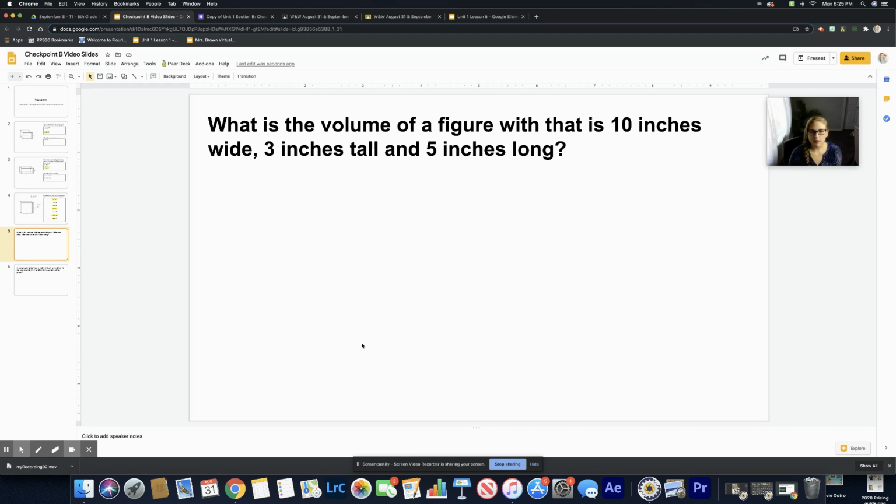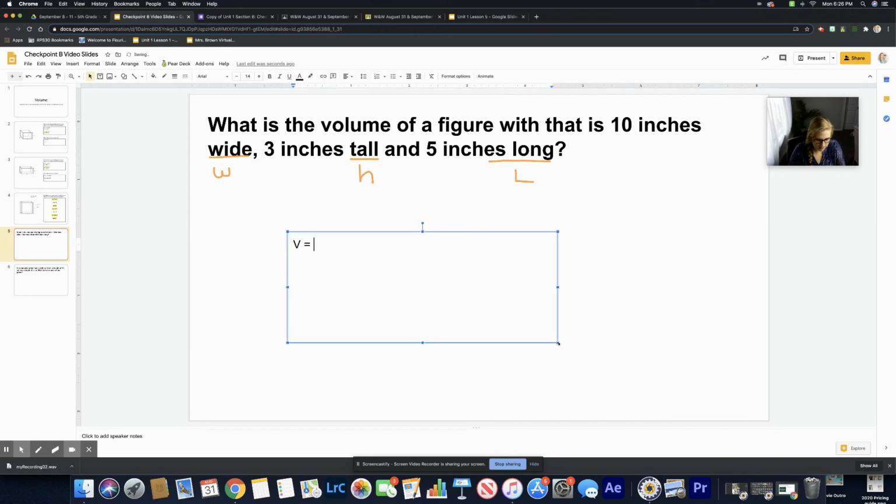So this one does not give us a figure, but it tells us about it. So it says, what is the volume of a figure that is 10 inches wide, 3 inches tall, and 5 inches long? So what we need to know here is wide means the same thing as width. Tall means the same thing as height. Long means the same thing as length. So knowing my formula for volume equals length times width times height, see if you can solve this problem. Go ahead and pause the video.